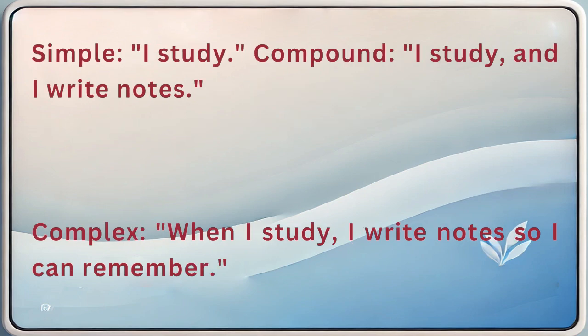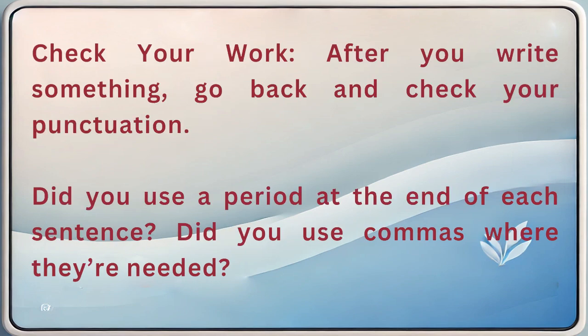For example, simple: "I study." Compound: "I study and I write notes." Complex: "When I study, I write notes so I can remember." Check your work. After you write something, go back and check your punctuation. Did you use a period at the end of each sentence? Did you use commas where they're needed?